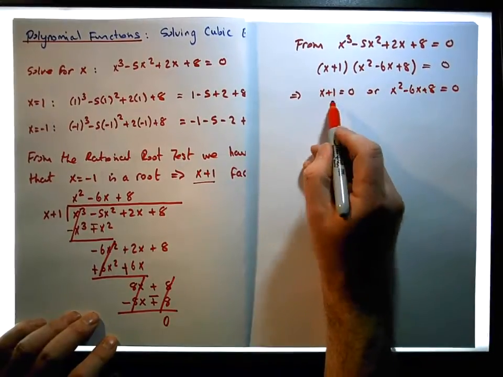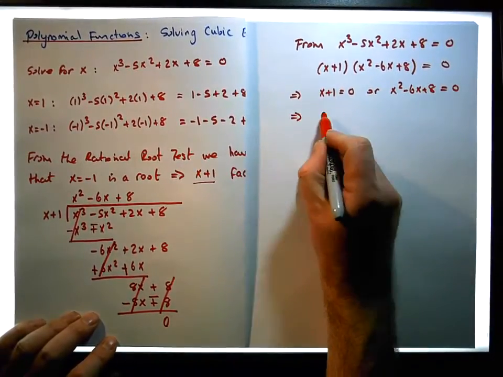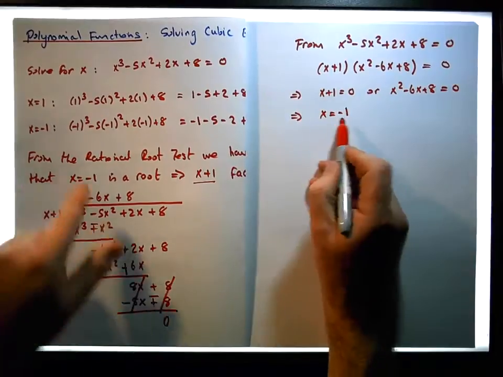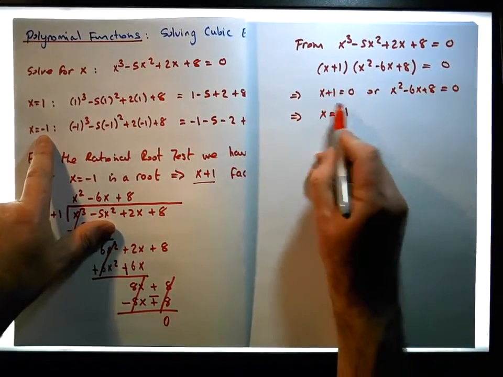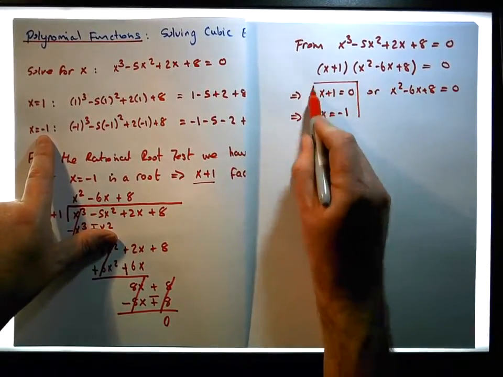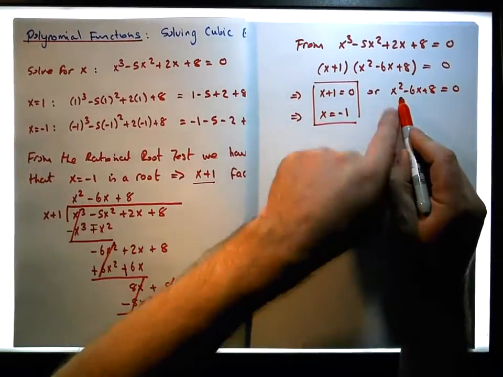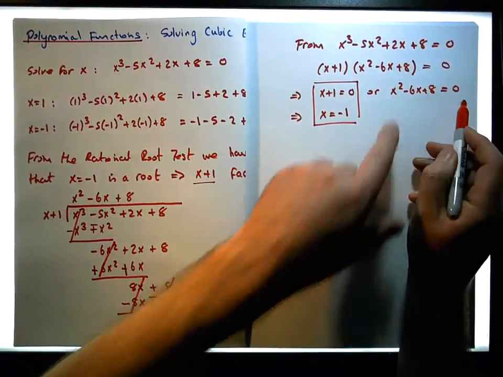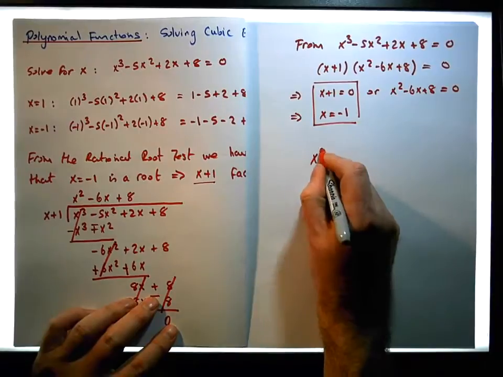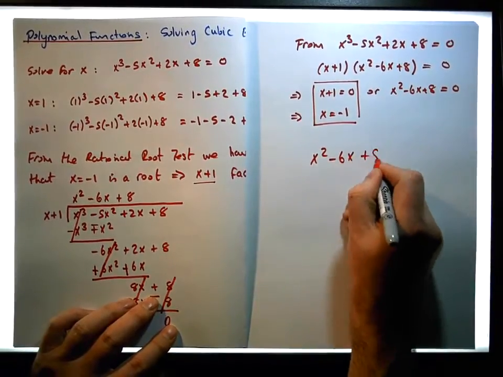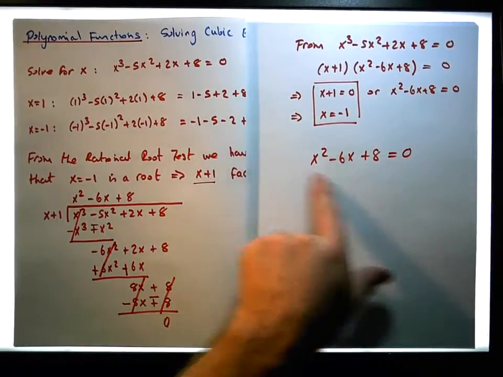What does this tell us? This implies that x is equal to minus 1, which was our root that we started off with. So we know already that that's a fact here. But what we know now is that x squared minus 6x plus 8 must be equal to 0, which is a polynomial.